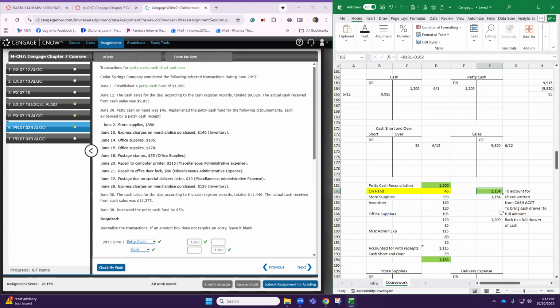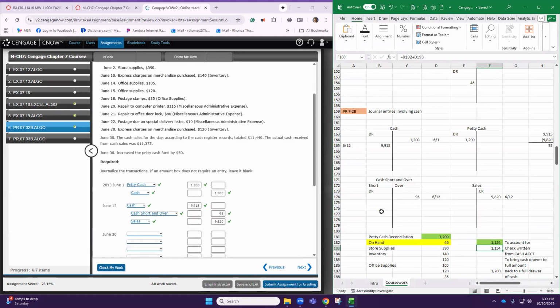So the amount that the check needs to be written for to bring this back to a full drawer of $1,200 is $1,154. And you say, how'd you get that number? You take how much is supposed to be in the petty cash box versus how much still is there. So we've got $46. If we didn't have the $46, we'd have to come up with the full $1,200 again. But we only need a check in the amount of $1,154 so that the petty cash officer can go get that cashed, and then there'll be $1,200 back in the drawer.